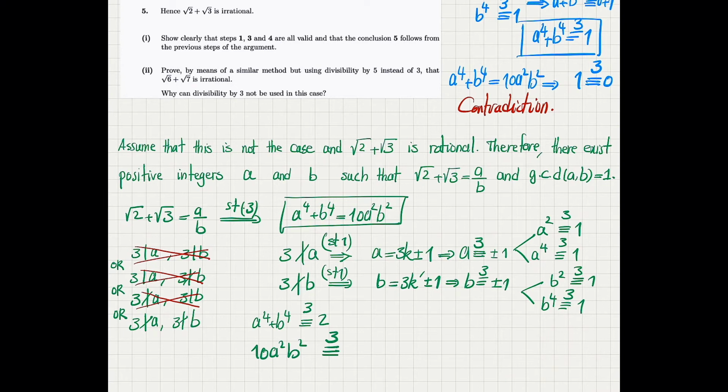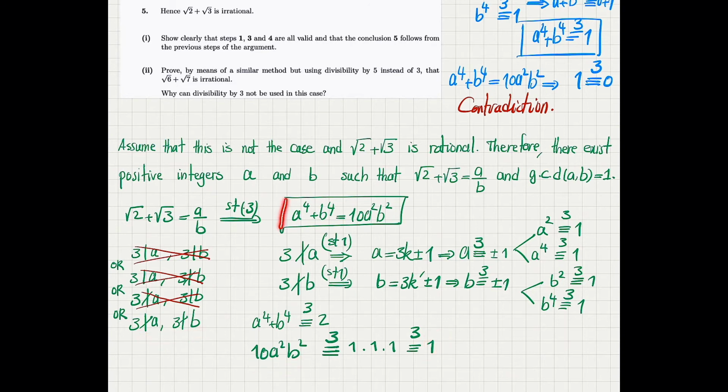So what can I write here? Instead of 10, I can write 1. Instead of A squared, I can again write 1. And instead of B squared, I can write 1 again. And then if I simplify this, 1 times 1 times 1 is 1. So A to the 4 plus B to the 4 under this condition is congruent to 2 modulo 3, and 10A squared B squared under this condition is congruent to 1 modulo 3.